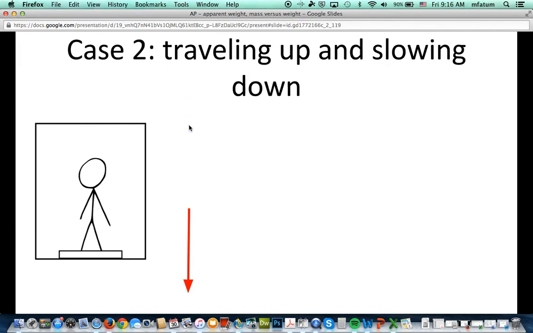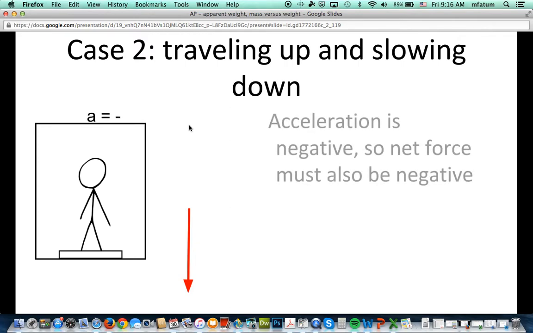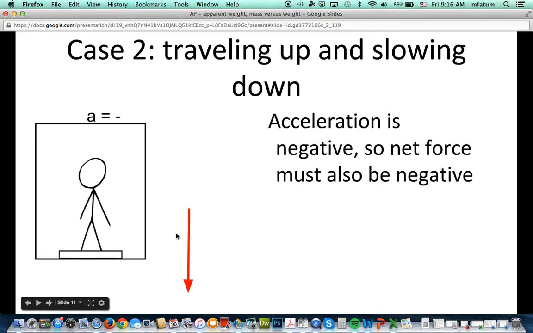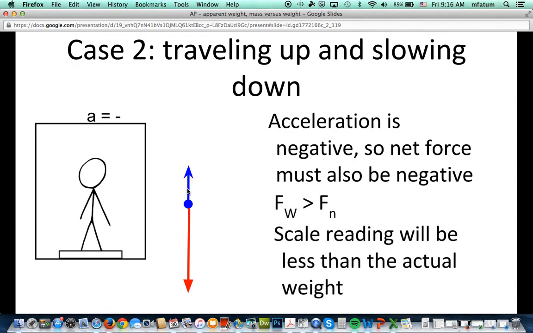Sorry, this should be case 3. Traveling up and slowing down. If you are slowing down, that means your acceleration is pointing in the opposite direction of your motion. So if up is positive and I'm slowing down, that means acceleration is going to be negative, which means that the net force must also be negative. So what that means is that my weight force has to be bigger than my normal force in order to get that negative net force. So that means my scale reading will be less than my actual weight. And so you're going to feel lighter than you actually are.